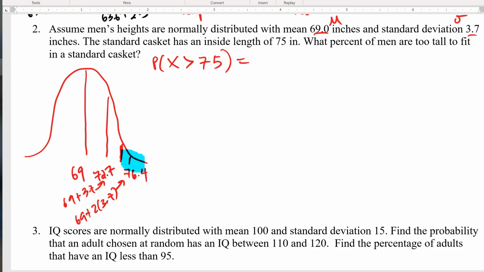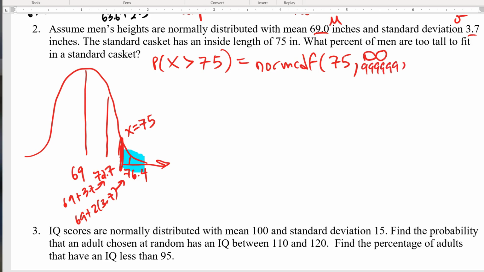If this is a 6.3 question, I can go straight to norm CDF. My minimum, the lowest point we get, is a height of 75. My max, we shade to the right forever. So we would put an infinity there. Or, if you don't have the CAS calculator, your infinity will freak out, so just put a bunch of 9s. Comma, mean, comma, standard deviation.